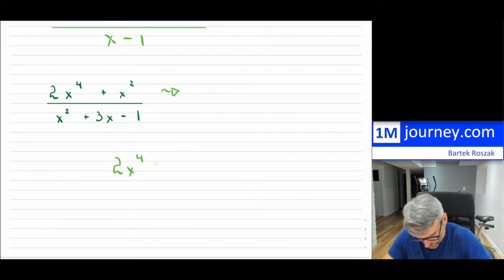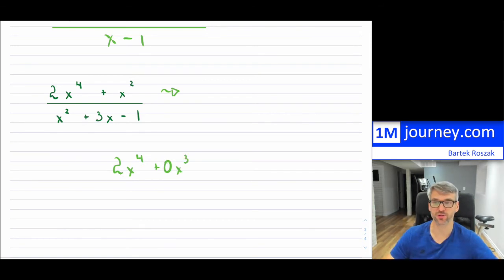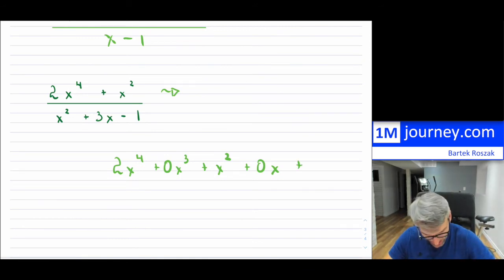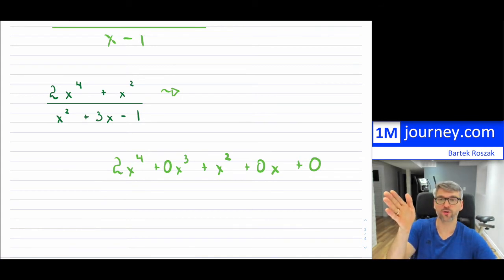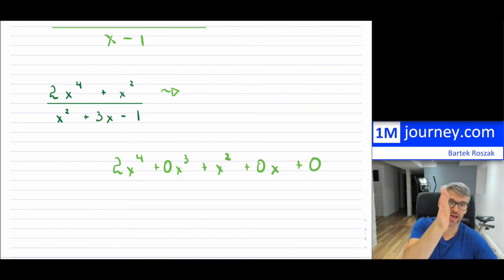There is no x cubed term, so I put 0x cubed. Plus, now there is an x squared term. There is no x term at all, so I'll put 0x, and then I'll put 0, okay? This now gives me the polynomial with all of them, so x to the 4th, x cubed, x squared, x, okay, and then just the constant.